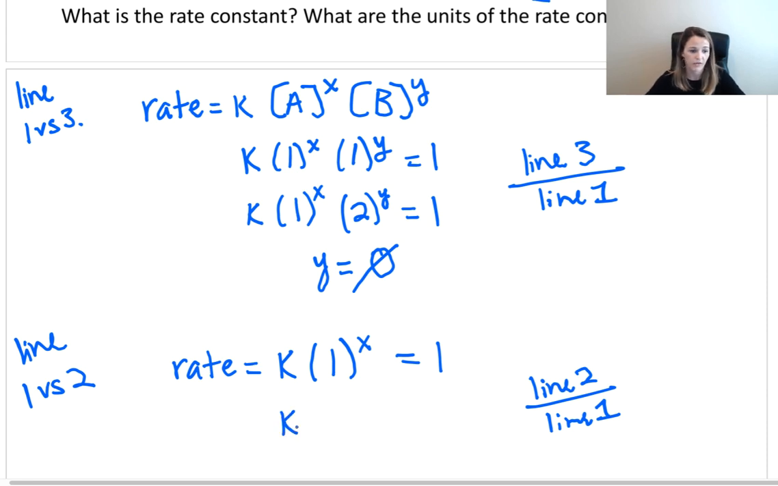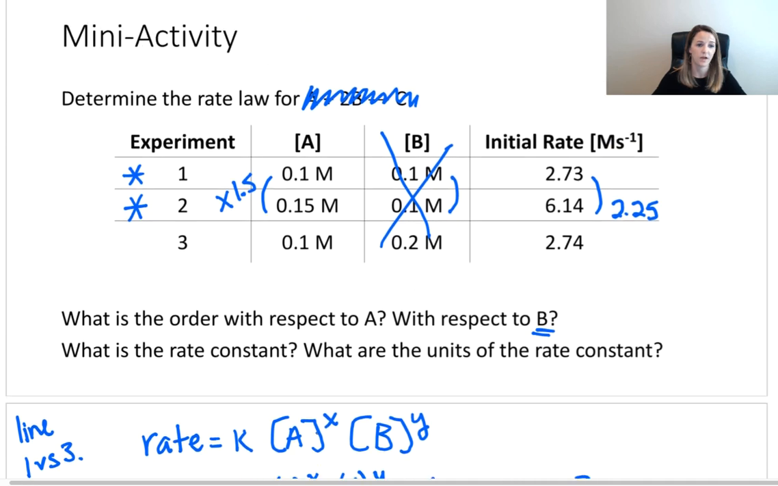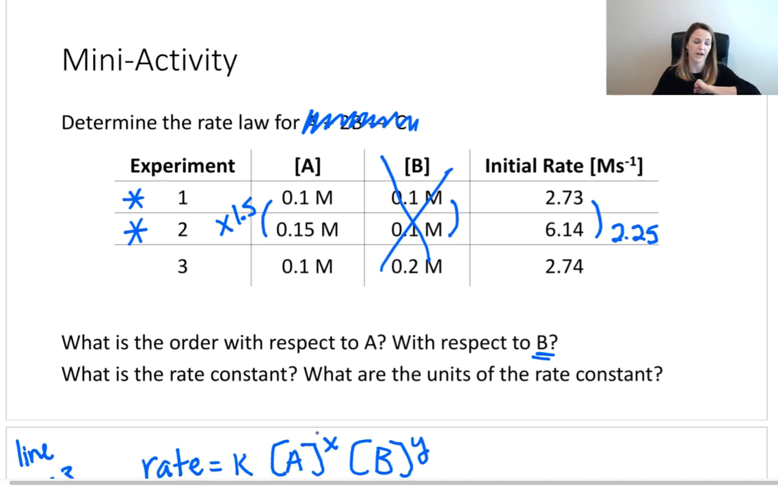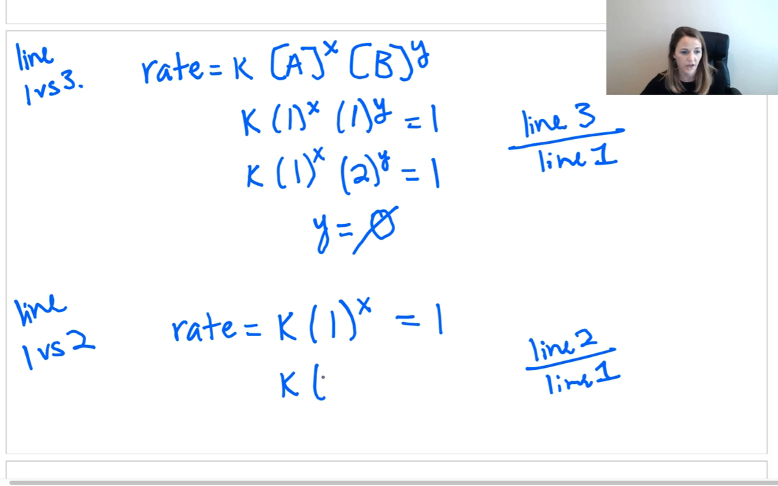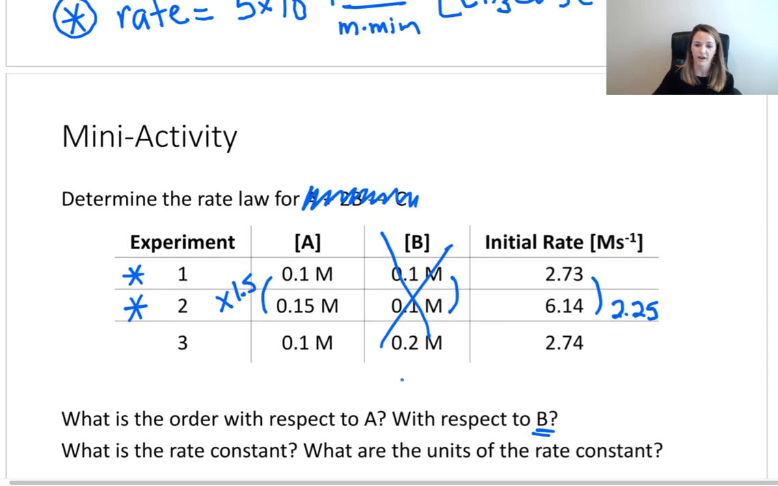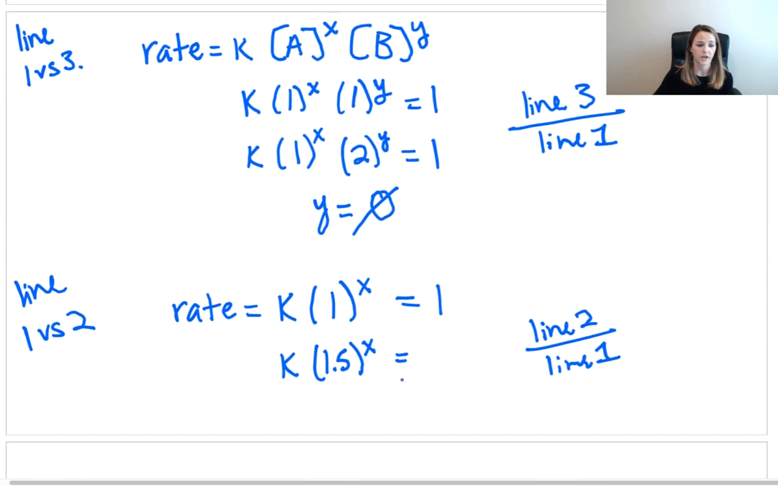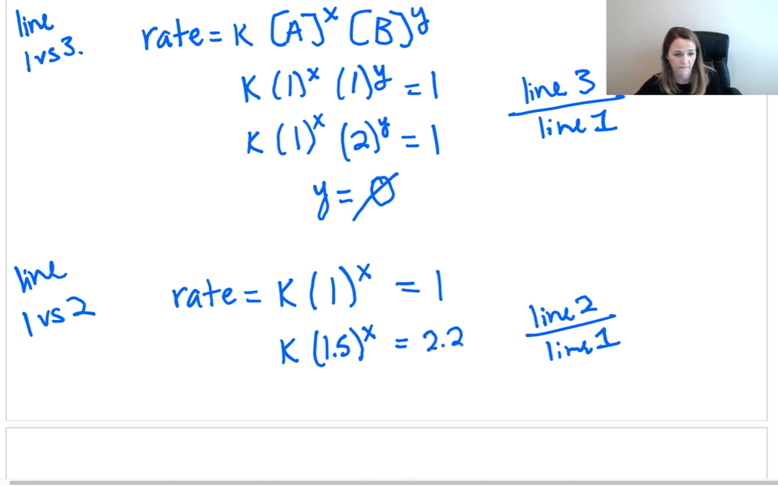So now here we have k times, we're going to go back up here. What we saw is that we increased our concentration by a factor of 1.5. So 1.5 raised to x, and then we saw that our rate actually increased by a factor of 2.25. So we're going to come down here and write 2.25. So mathematically, the only way for this to be true is if x is equal to the value of 2. So 1.5 squared is equal to 2.25. No, I don't expect you to actually know that, but I do expect you to have a calculator, and if you put 1.5 squared in there, you're going to get 2.25, so I believe you can know that. But now you know it, okay?